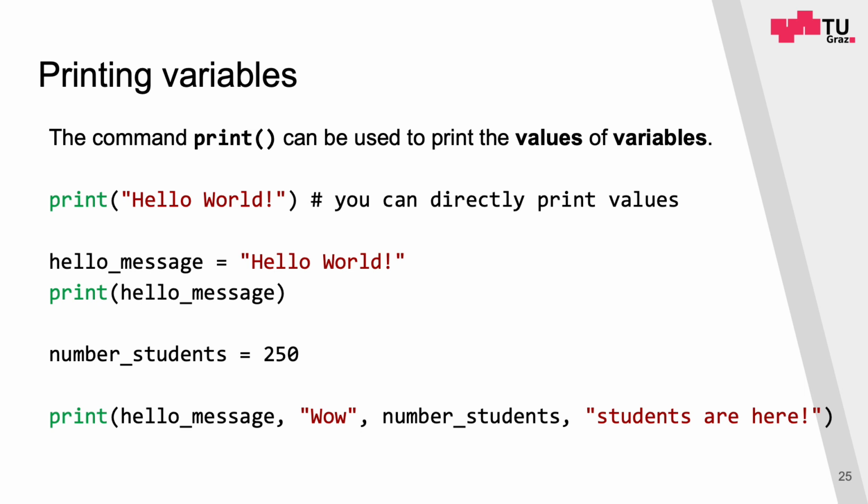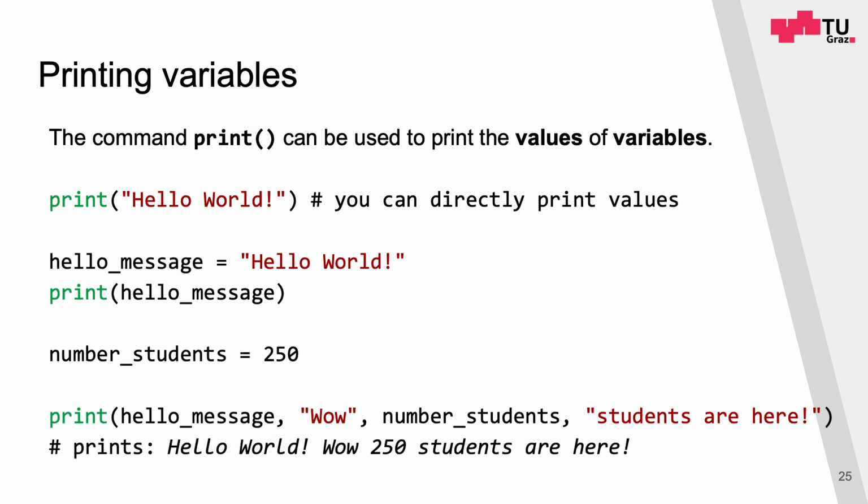And then the last part, which is separated by a comma, is a string which contains the value students are here, exclamation sign. And if we execute this print command with the series of variables and values, it will print out a string which states hello world, wow, 250 students are here. And as you can see here, between the variables and the values, a white space was automatically inserted.